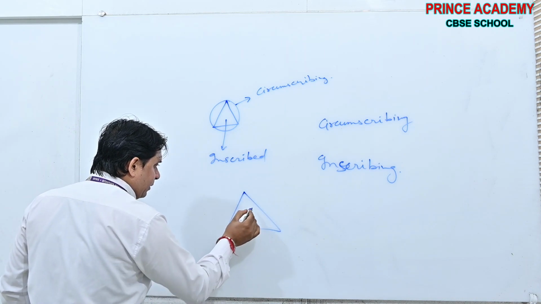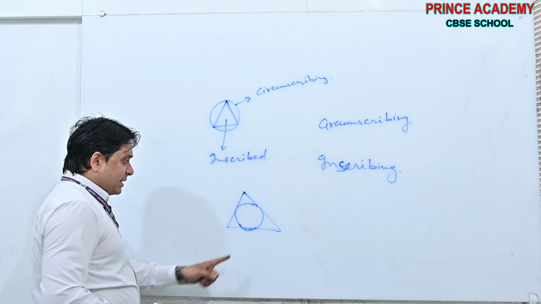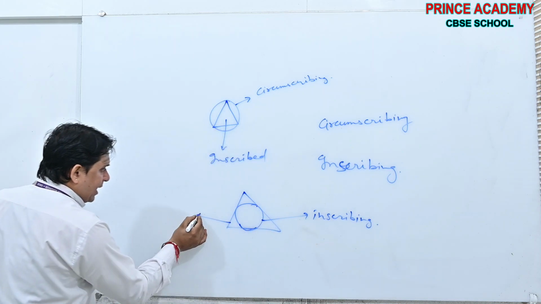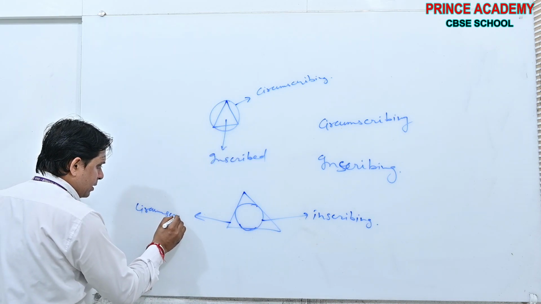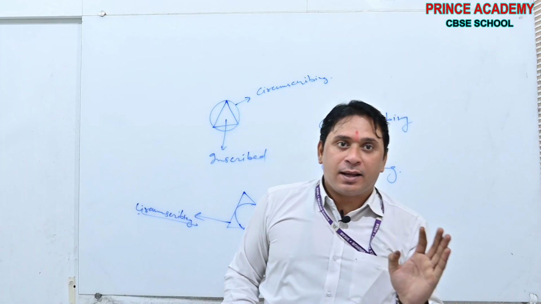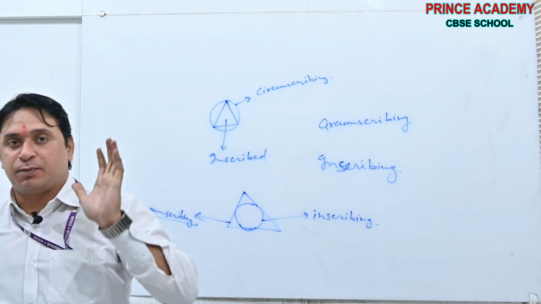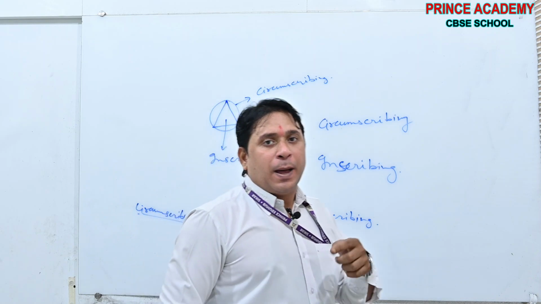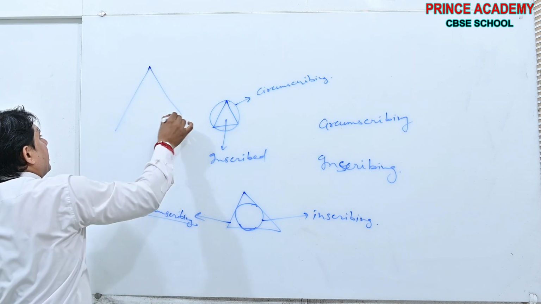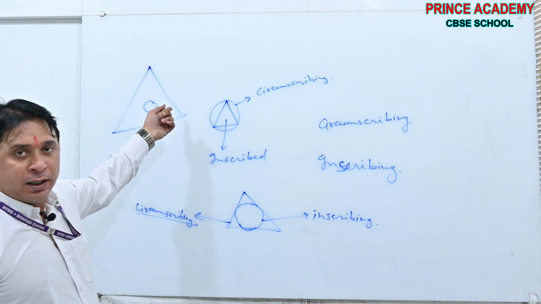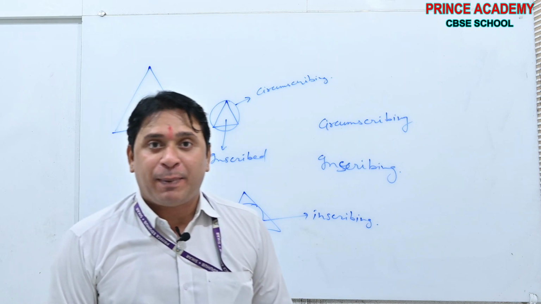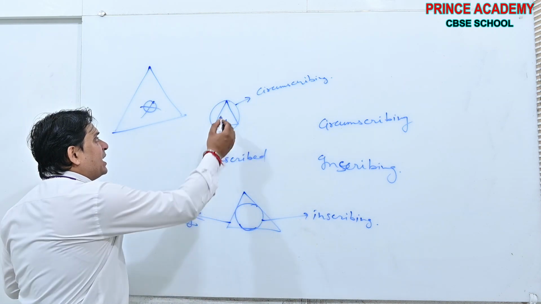And if you see here, the circle is inscribing, and the triangle is circumscribing. Got my point? For the figure which is outside, the word circumscribing is used. For the one which is inside, the word inscribing is used. One more thing, beta. Suppose this is the triangle, this is the circle. This is also inside it, but this is not inscribing. Inscribing and circumscribing are applicable for those figures where they are touching each other.